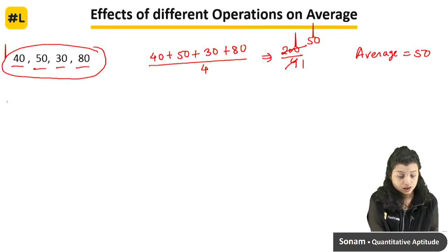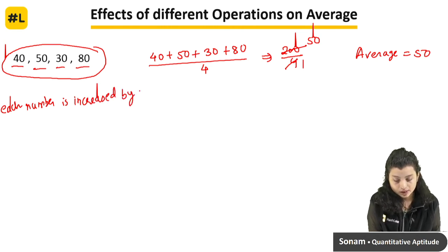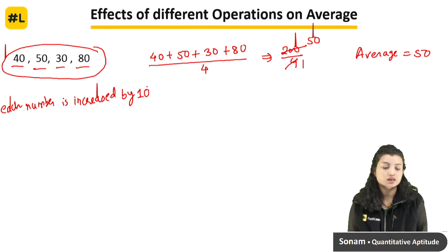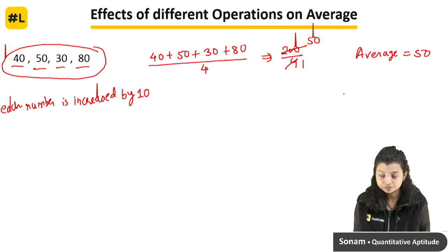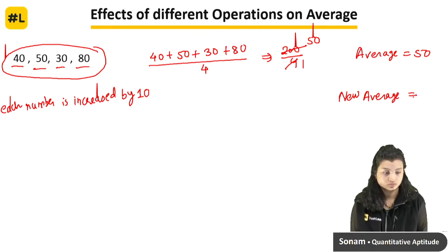Now I am saying that each number is increased by, let's say 10. Okay, I am increasing each number by 10. Find the new average. Each number is increased by 10. What will be my new average?